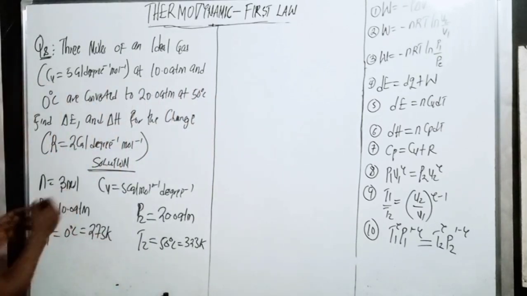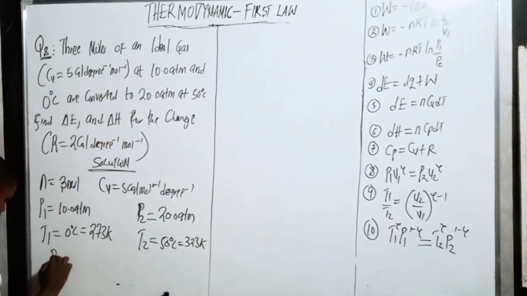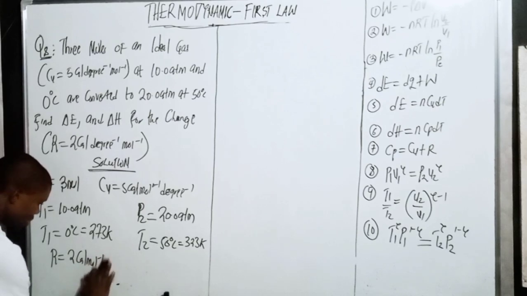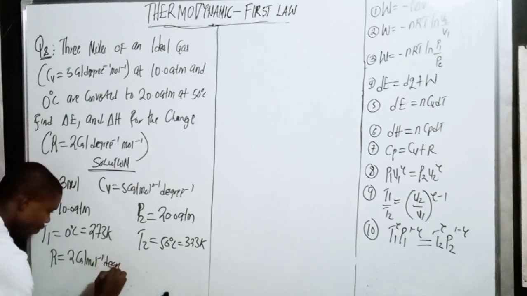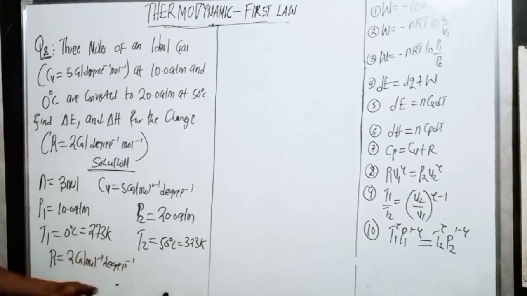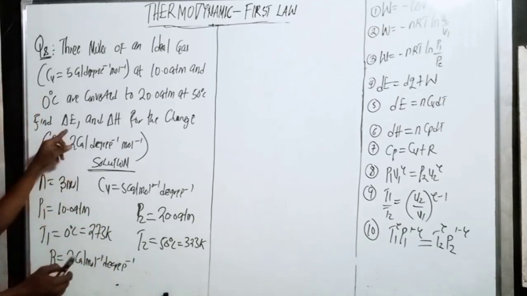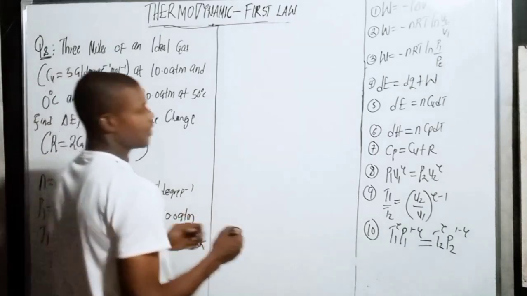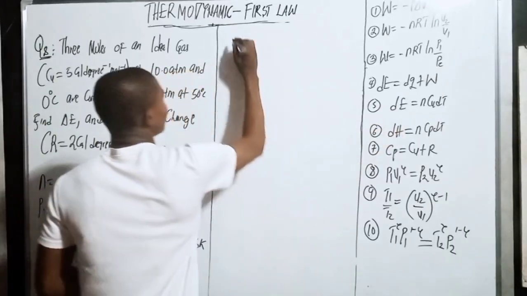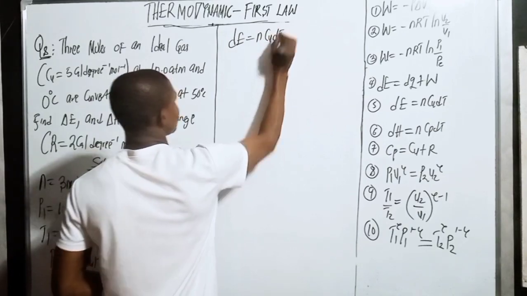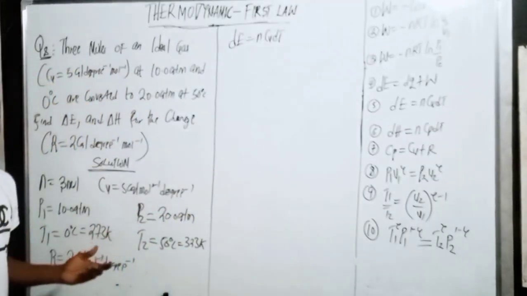So my R, what they gave to me, is 2 calories per mole per degree, also known as Kelvin. So we don't use the degree. Do you understand? So therefore, let's calculate delta E. Now when you have delta E, delta E is equal to n Cv change in T. It's as easy as that.